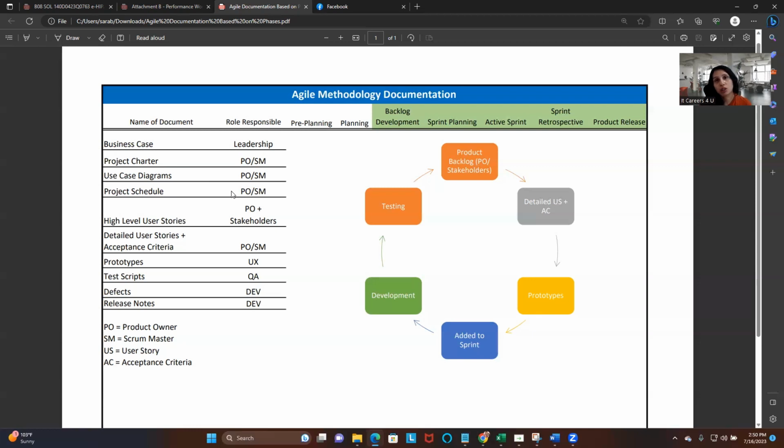And then we start to gather or document high-level user stories. High-level user stories can be done by a product owner or stakeholders. Detailed user stories and acceptance criteria generally are done by a product owner or a Scrum Master. Lots of you guys may have read in textbooks or other online materials that the user stories are the responsibility of a product owner to create. That necessarily is not true.